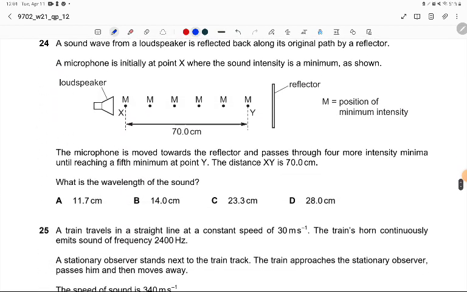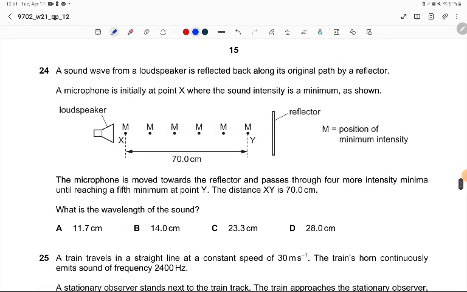A sound wave from a loudspeaker is reflected back along its original path by a reflector. The microphone is initially at point X where the sound intensity is a minimum as shown. The microphone is moved towards the reflector and passes through 4 more intensity maxima until reaching a 5th minimum at point Y. What is the wavelength of the sound?